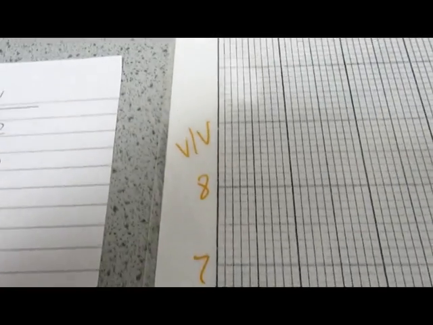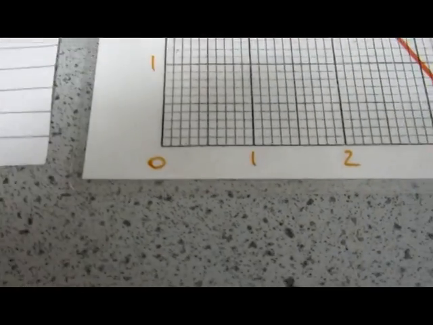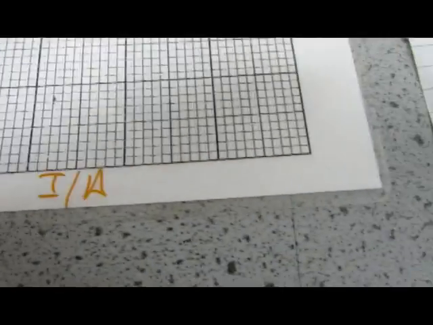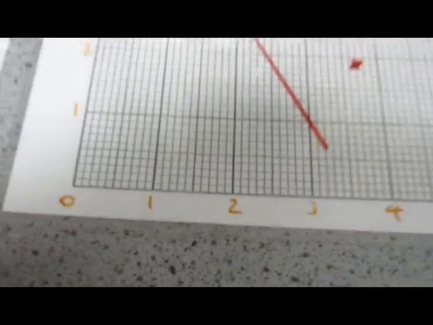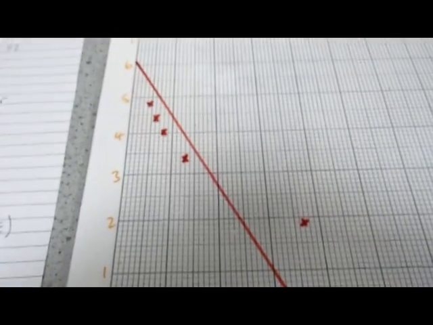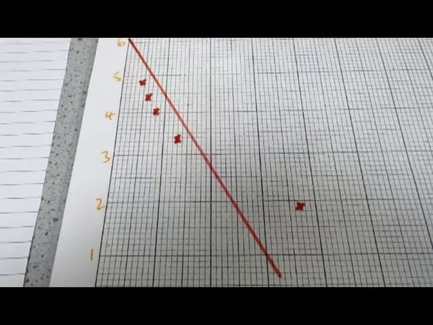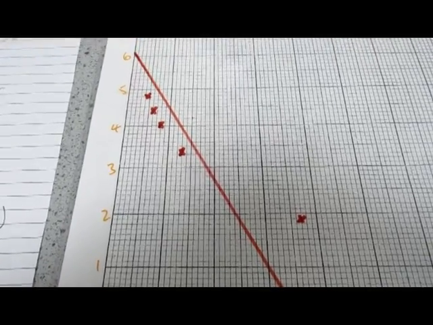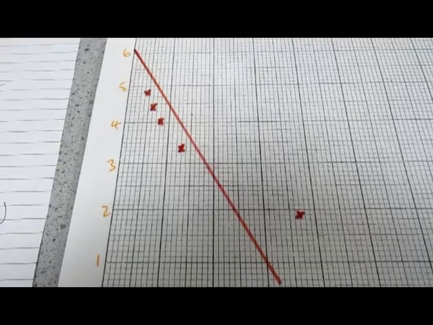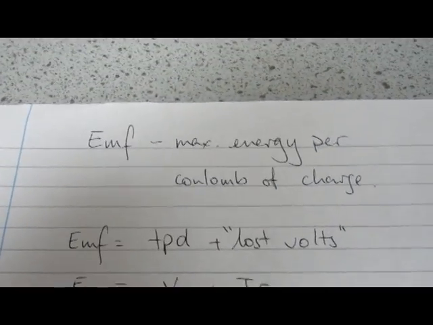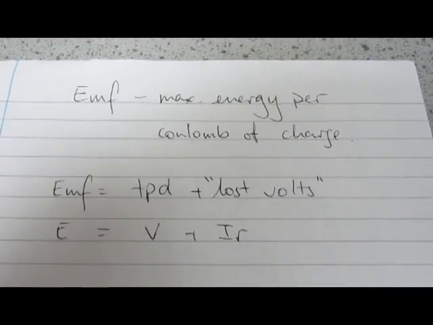And as I said, we're going to plot a graph, and you can see here I've got the graph plotted. Voltage in volts on the y-axis, current in amperes along the x-axis. I know it might not look it, but it is actually a straight line graph. If you plot that using Excel, it would draw a straight line through it. Now the gradient of that graph actually gives us the internal resistance.